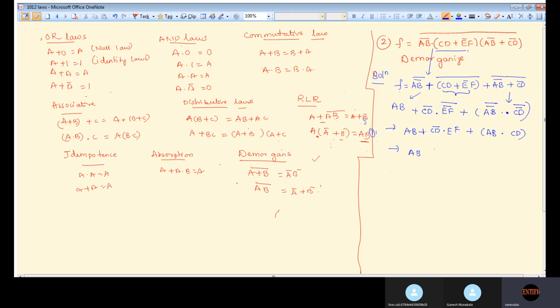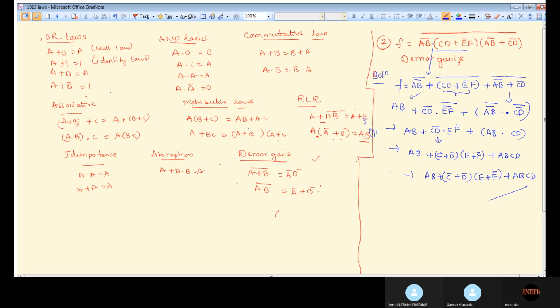Finally what you write is AB plus, and again you demorganize this one: C bar plus D bar, into E plus F bar. Here E is alone, so E plus F bar, plus here A, B, C, D. So finally, that's it: AB plus C bar plus D bar into E plus F bar plus A, B, C, D. If you are demorganizing, you will get this answer only.